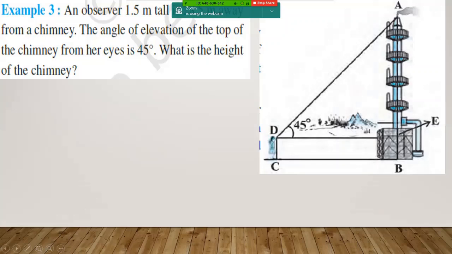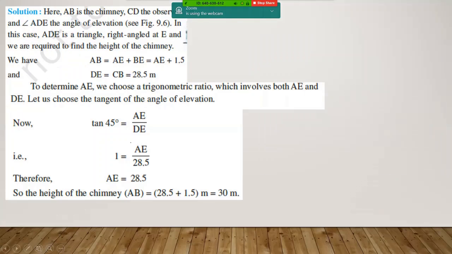So now from triangle ADE, we have to find the value of AE only. Here again, what is given? Base is given, 45 is given, we have to find the perpendicular. It's always easy. Tan 45 is nothing but 1. So we can say that AE is equal to ED, and ED is 28.5. So AE is also equal to 28.5. So the whole tower is how much? 28.5 plus 1.5. Perfect. 30.